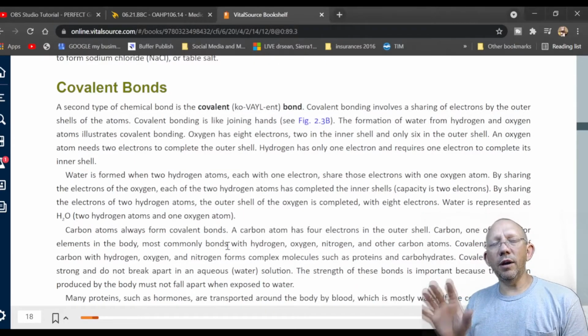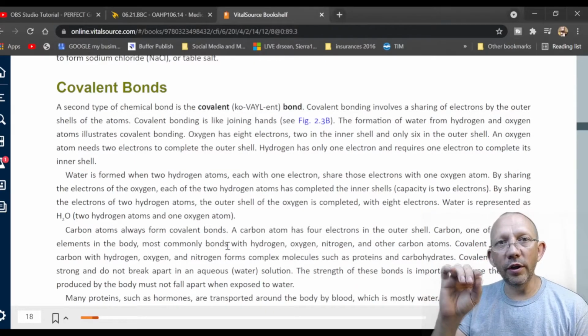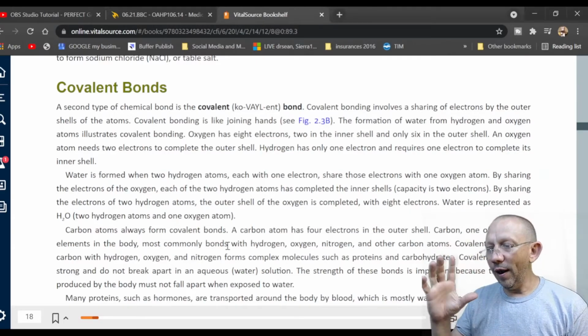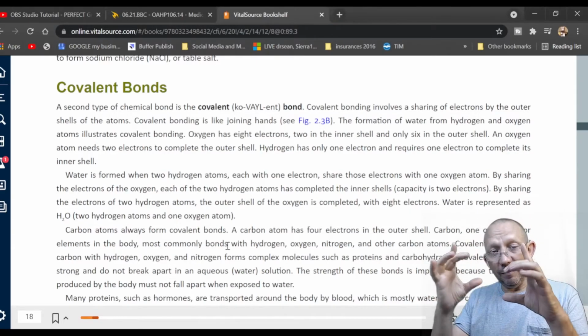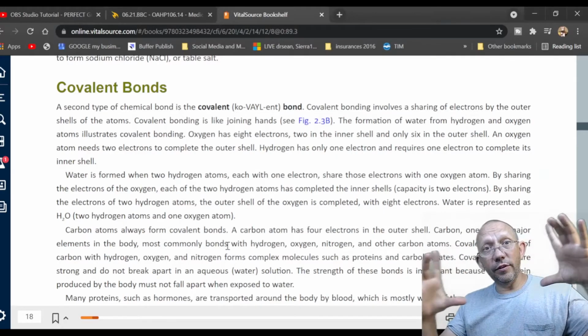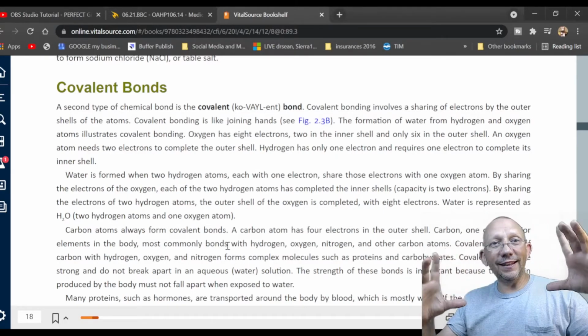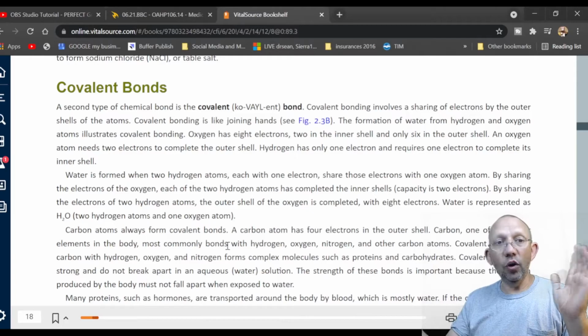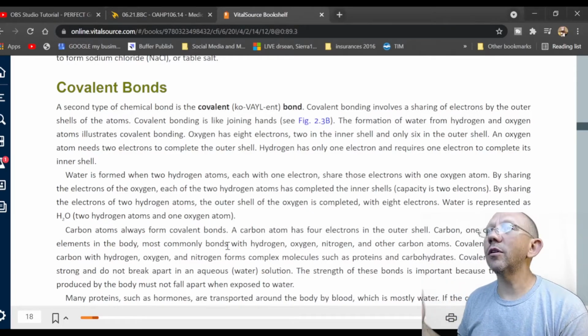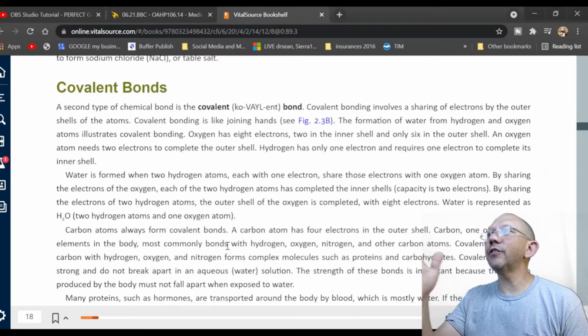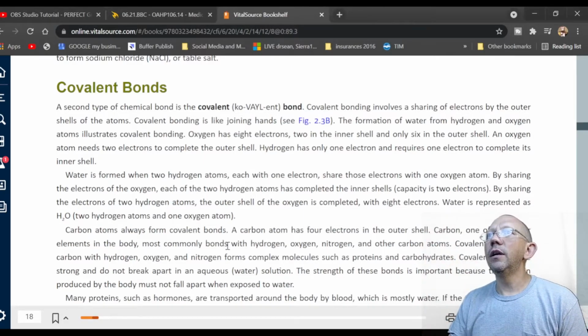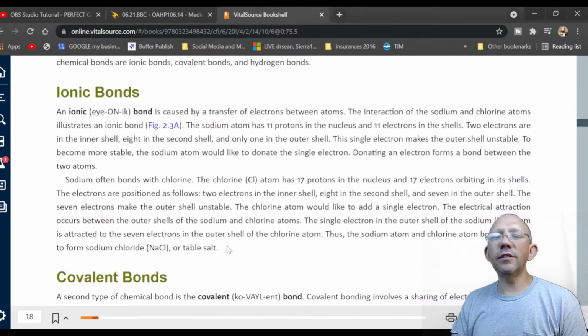So covalent bonds. Valence is just another word for those orbits around the atom. So remember, I had the nucleus, then we have these little orbits around it. There's many of them, and those are called valencies, okay, or a valence, and they're covalent. You share those. The second type is called a covalent bond. It involves sharing electrons in the outer shells of the atoms. It's like joining hands.